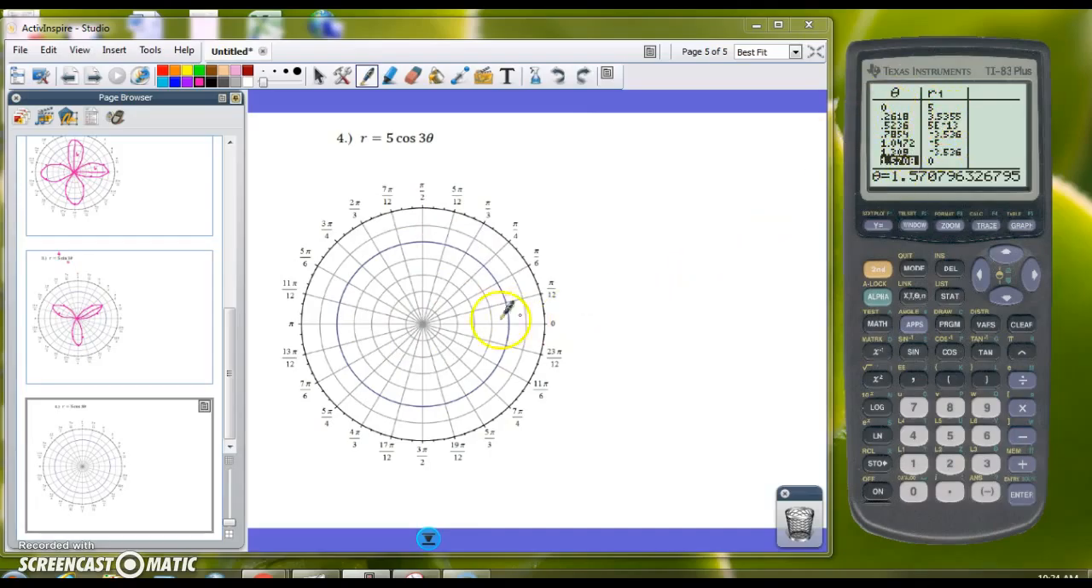Okay, so we'll start at 0. We're out here at 5. At the next one, we're at 3.5. At the next one, again, remember that that is 0, right? 5 to the negative 5 times 10 to the negative 13th. That's the same as 0. And again, I'm not sure why it does that. Okay, then at the next value, which is pi over 4, we're going to be at negative 3.5.